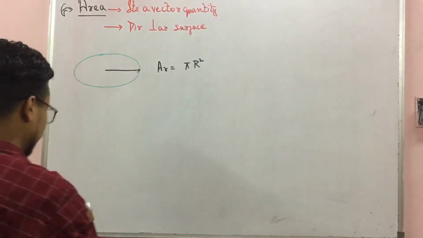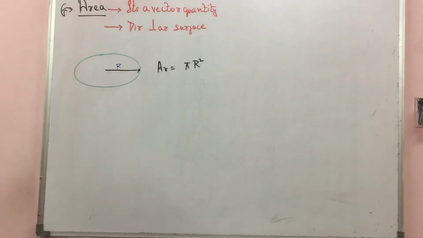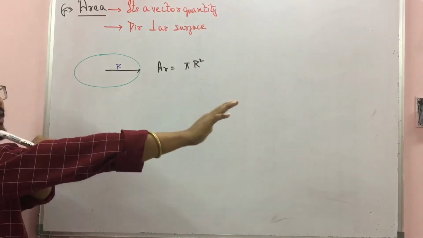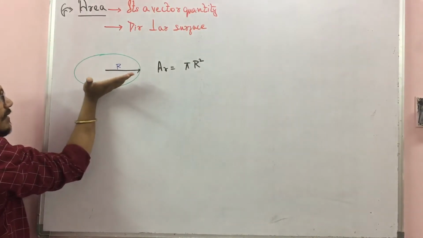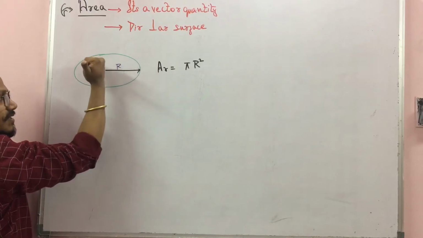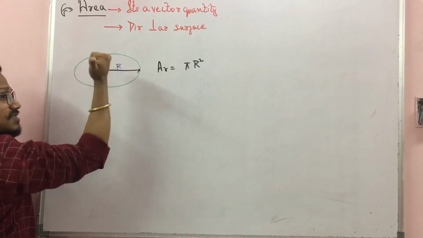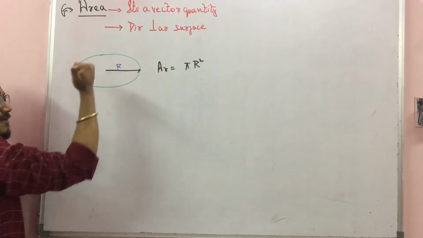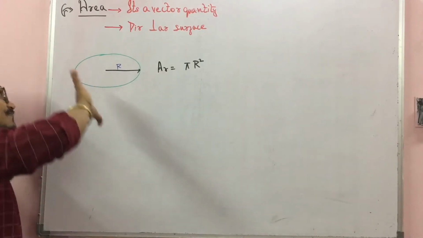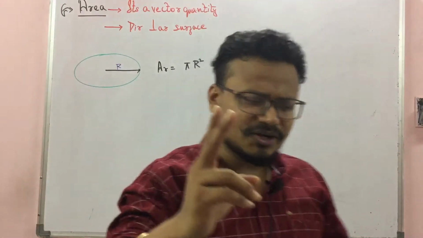See here, I have taken radius r. So how will we find the direction? We will take the right hand thumb rule. We keep the thumb like this and curl the fingers. See where the thumb is showing: outside. If you curl like this, it goes inside. It means it has two directions.